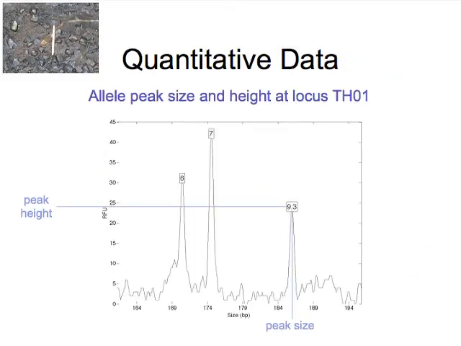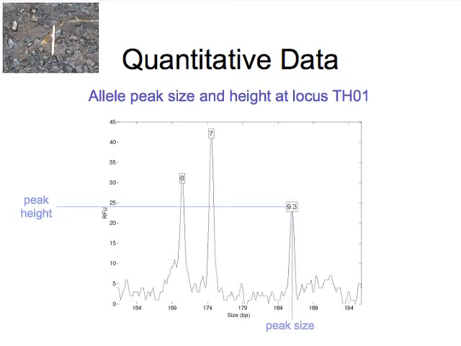So this is what DNA data actually looks like. This is one of the 10 loci. And so this is what quantitative DNA data look like. They have different sizes that reflect the different alleles. So here we see a size that's a 9, a 7, 9.3.